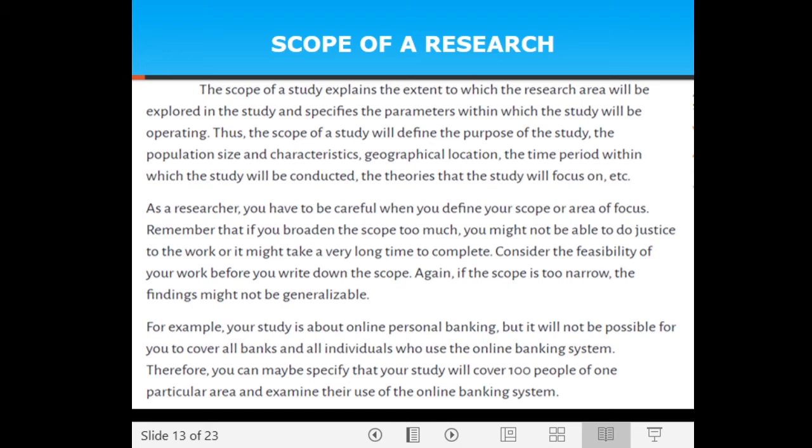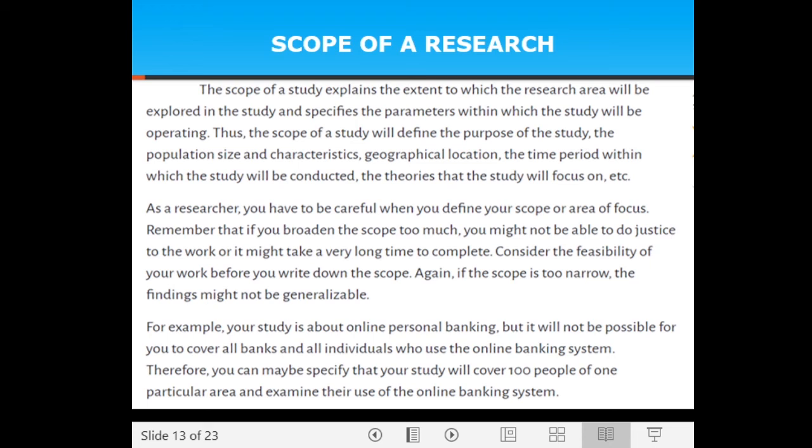Scope explains the parameters and the coverage of your research. For example, if your study is about online personal banking, it will not be possible for you to cover all the banks and all individuals who use online banking, because most people are using online banking. It is not easy to cover everyone, and it is not possible either. Therefore, you can specify that your study will cover only 100 people of a particular area and examine their usage.